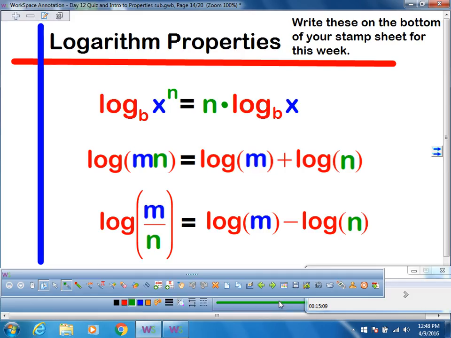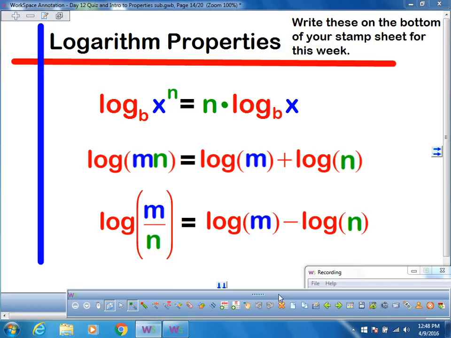So why don't we get your stamp sheet out, the one that you just got today, and I know it says something like use a tree map. We're not going to use a tree map. Just go ahead and cross that off, and I want you to write these on the bottom of your stamp sheet for this week. So you're going to get credit for this. So write down your logarithm properties and pause the video.